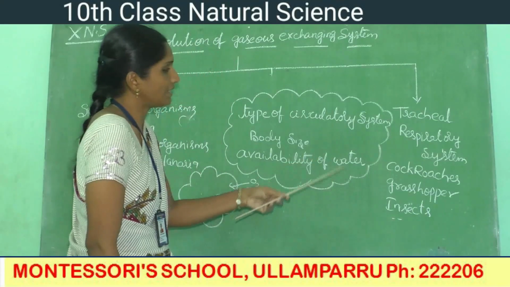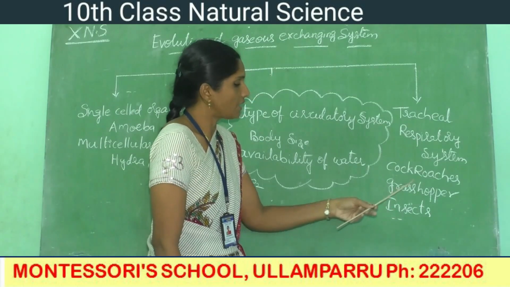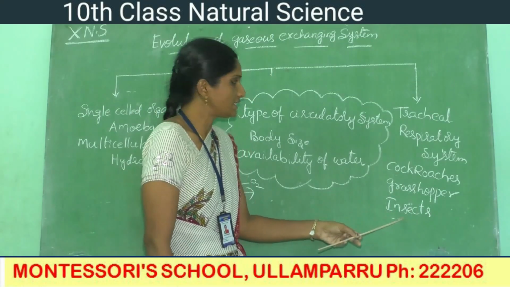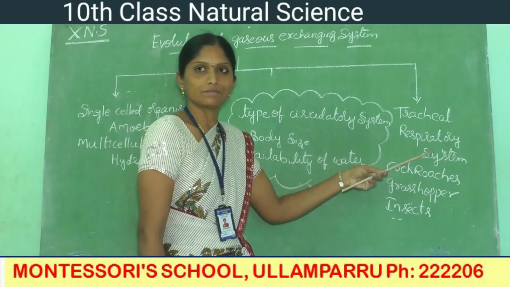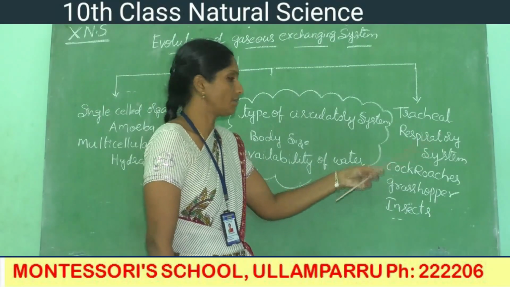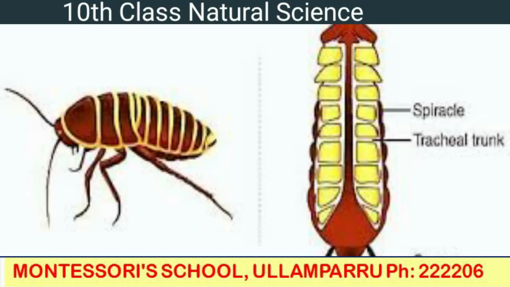The organisms like cockroaches, grasshoppers, and insects develop the tracheal respiratory system. In the tracheal respiratory system, this is the structure of a cockroach. A cockroach consists of a tracheal respiratory system.